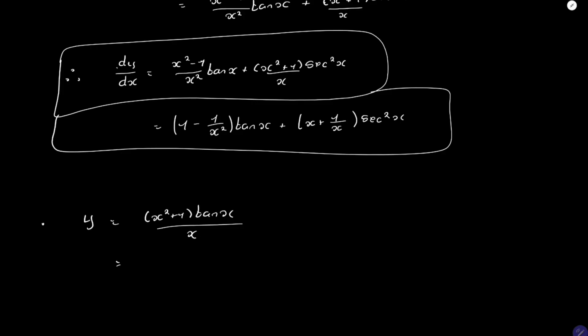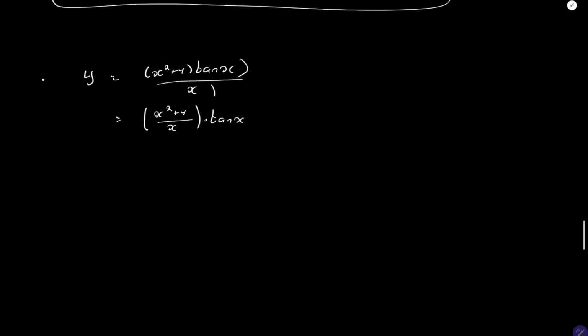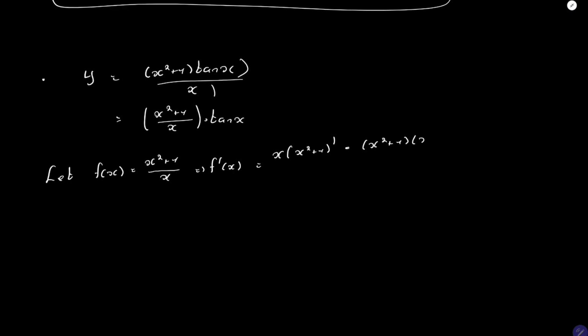So first of all, this can still be seen as a quotient, that is with a numerator and a denominator, and it can still be seen as a product with our first term and our second term. Let f of x be equal to our first term, x squared plus 1 on x, which implies that f prime of x is bottom times derivative of the top minus top times derivative of the bottom, on bottom squared.